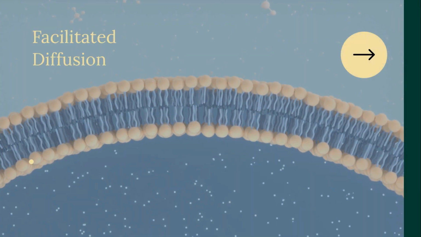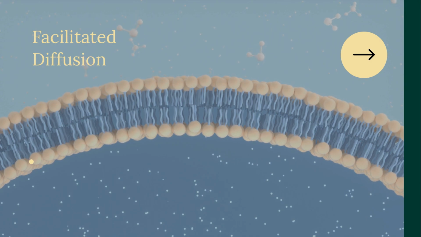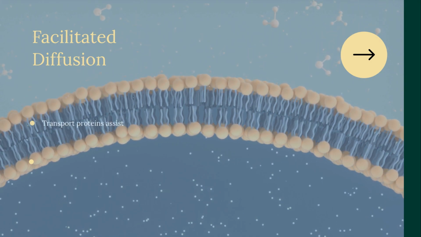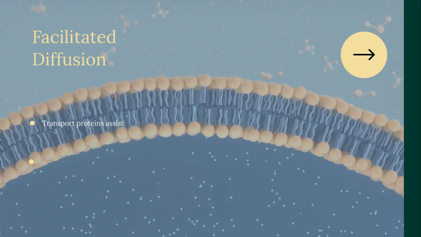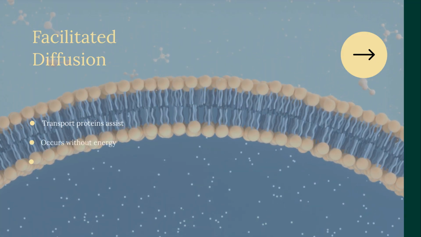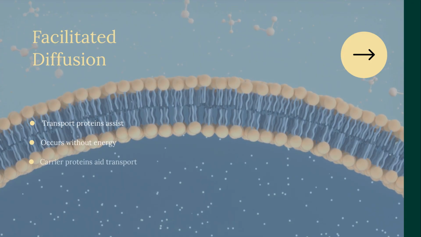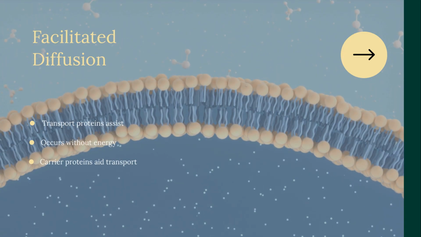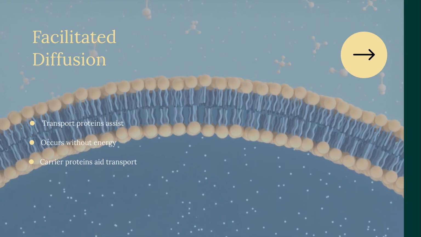Facilitated diffusion moves substances with transport proteins. It occurs down a concentration gradient without energy. Larger molecules like glucose need this process. Carrier proteins provide specific pathways. This ensures efficient transport across the membrane.